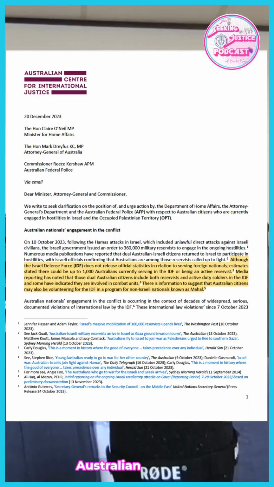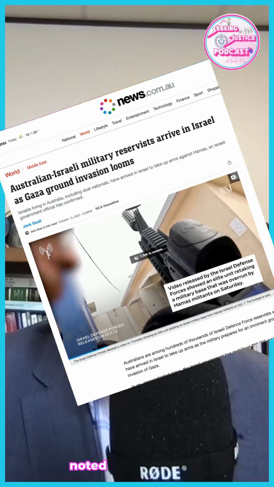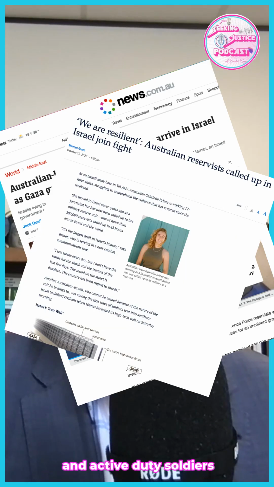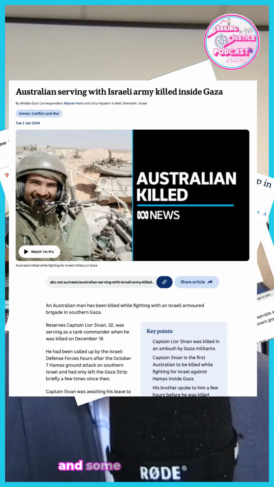In a letter to the Australian Attorney-General in December 2023, the Australian Centre for International Justice stated, quote, "Although the Israel Defence Forces does not release official statistics in relation to serving foreign nationals, estimates stated that there could be up to 1,000 Australians currently serving in the IDF or being active reservists. Media reporting has noted that those dual Australian citizens include both reservists and active duty soldiers in the IDF, and some have indicated that they are involved in combat units.